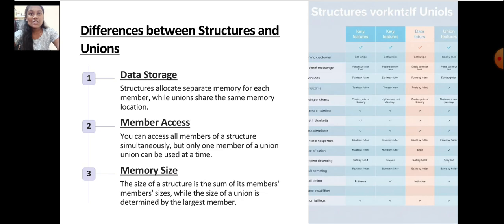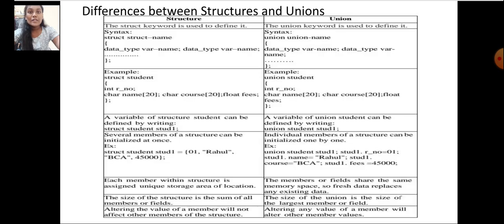Differences between structures and unions. Data storage. Structures allocate separate memory for each member, while unions share the same memory location. Member access. You can access all members of a structure simultaneously, but only one member of a union can be used at a time. Memory size. The size of a structure is the sum of its members' sizes, while the size of a union is determined by the largest member. Here is a brief difference between structures and unions.